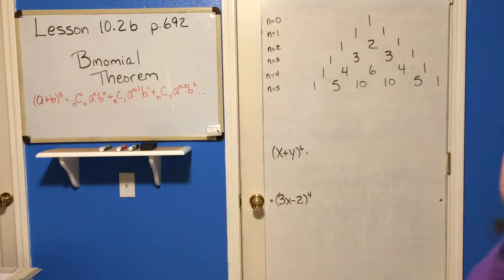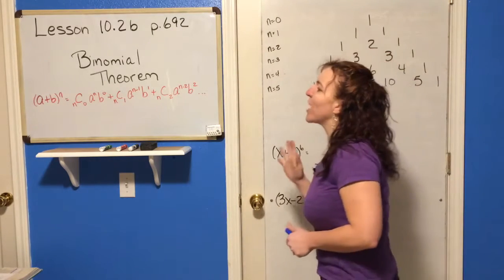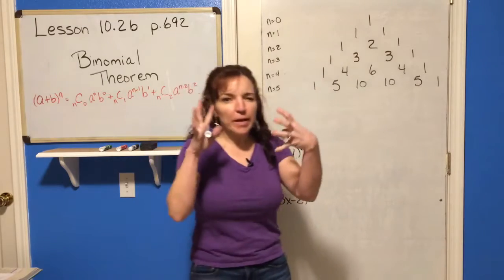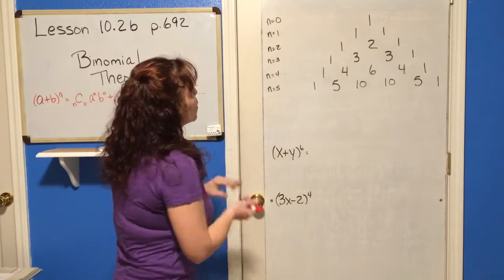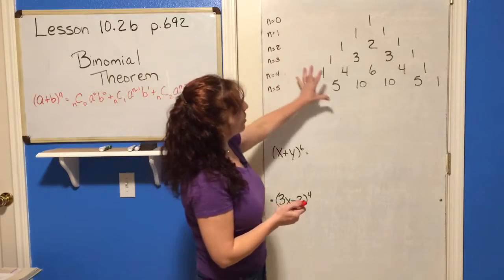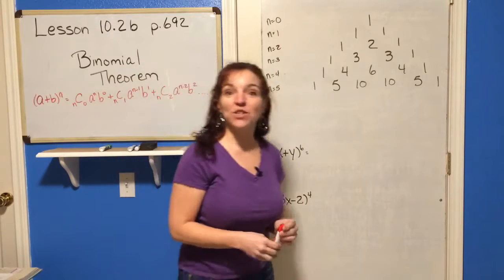Second half of section 10.2 is on the binomial theorem. And this is a little bit complex, but it's oh so fun. So hang with me here for just a minute. So this triangle here represents what's called Pascal's triangle.